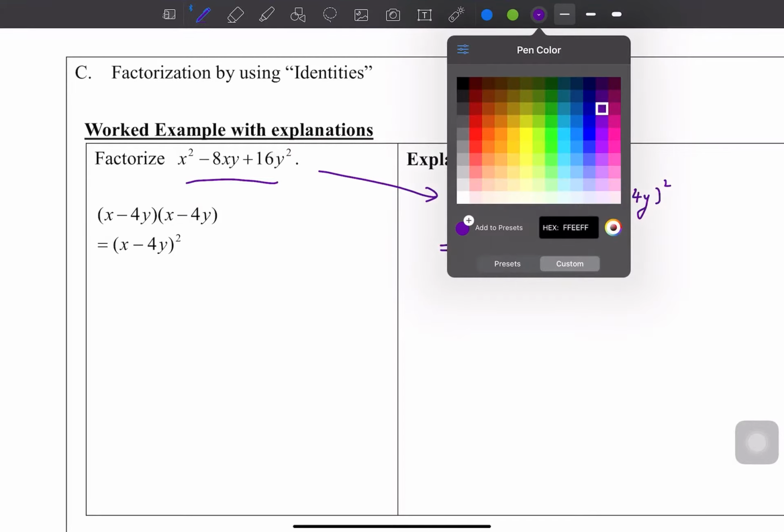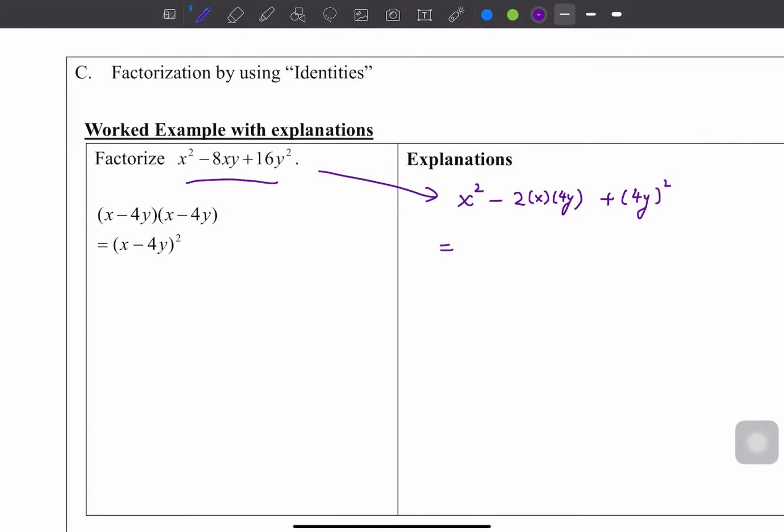So I know a square minus 2ab plus b square is equal to a minus b all square. This method is called factorization by using identity.